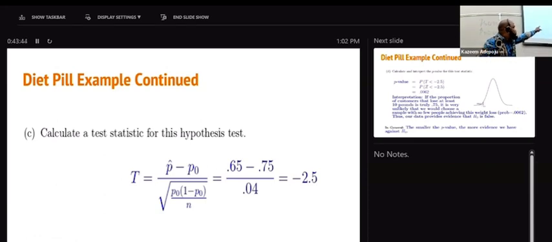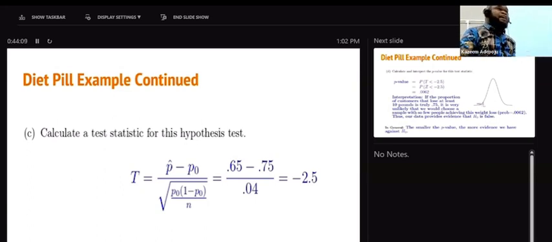Now, anytime you are dealing with a proportion, that very T is Z. What did I say? Z. This very T is the same thing as Z when I'm dealing with proportion. So it means I get a Z value of negative 2.5.